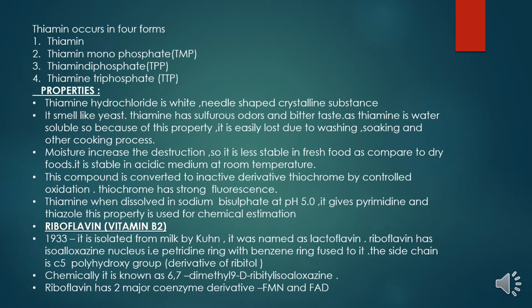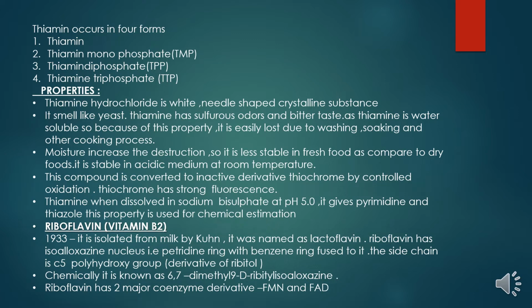This compound is converted to the inactive derivative thiochrome by controlled oxidation. Thiochrome has strong fluorescence. Thiamine, when dissolved in sodium bisulfite at pH 5.0, gives pyrimidine and thiazole. This property is used for chemical estimation of thiamine.